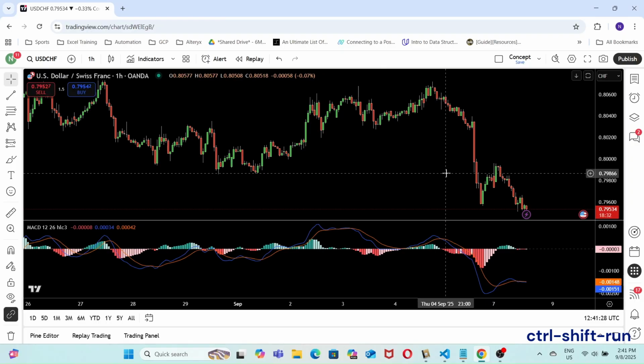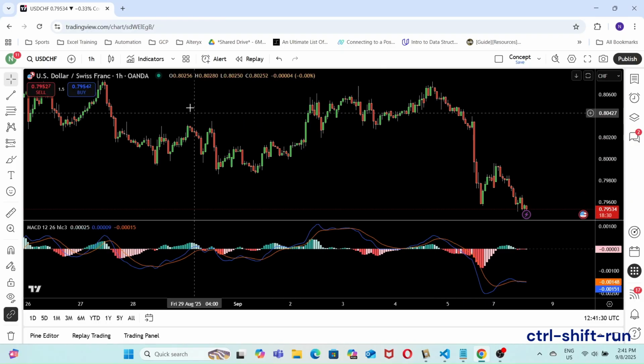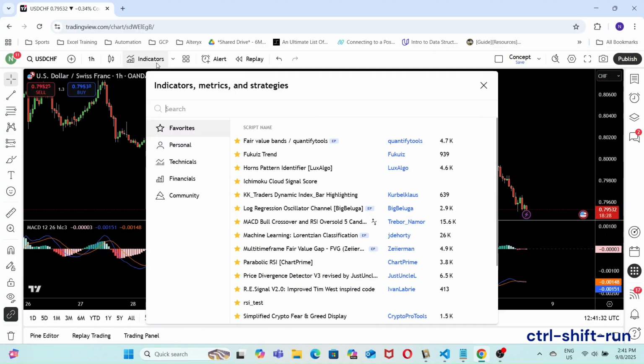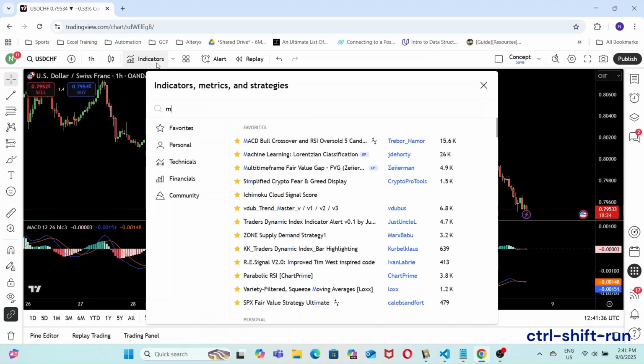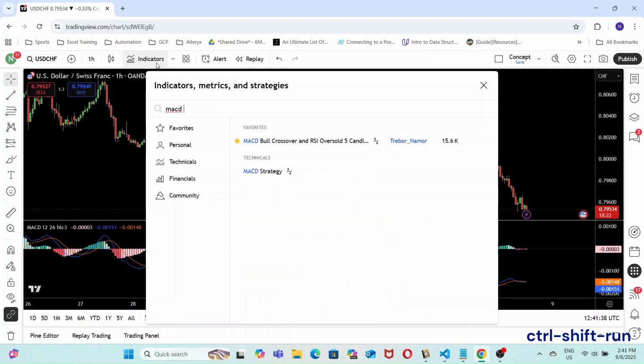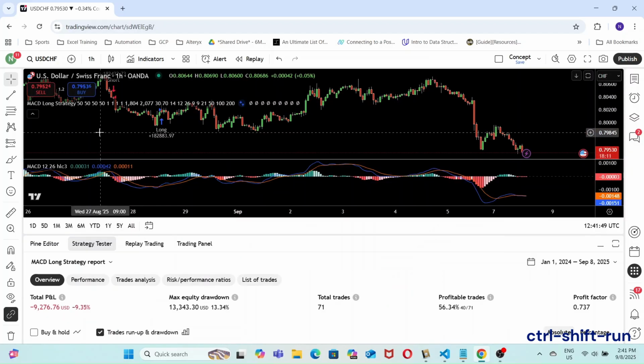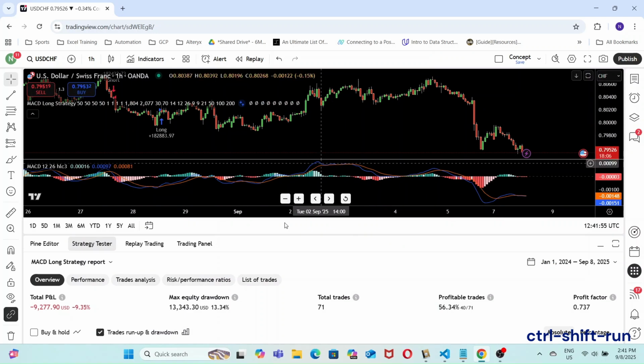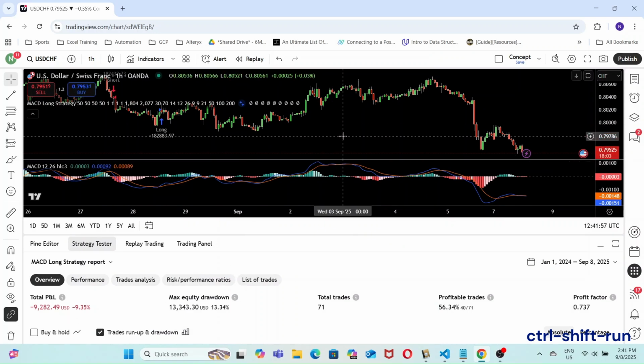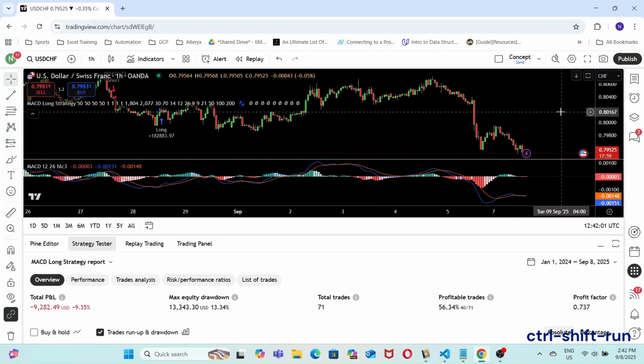Let's now switch to TradingView and look at the backtest results for both Forex and indices. Add the following MACD indicator to your chart: MACD Bull Crossover and RSI Oversold 5 Candles, a Go-Long Strategy by Trevor Namer. So, the default settings are negative, but not to worry, we're going to make it positive and I'll show you how. Before we go further, for Forex, the settings that I've backtested extensively work for the 1-hour time frame.